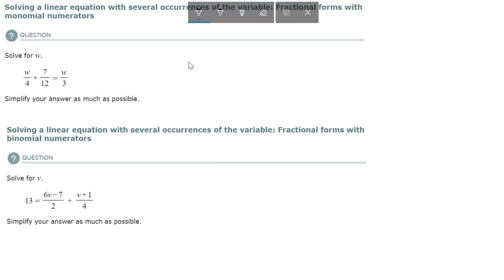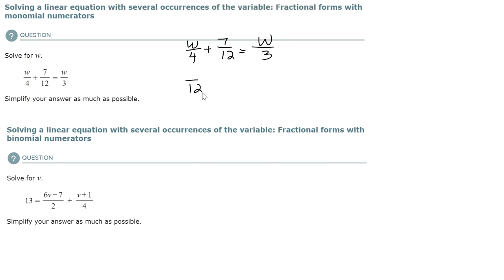Now whenever we work with fractions, we're going to use our fraction rules in order to make common denominators because we are adding. So we have w divided by 4 plus 7 divided by 12 is equal to w divided by 3. If I look at the three numbers 4, 12, and 3, I know that my least common denominator would be 12 because all of those numbers multiply into 12. Since 12 is already 12, for the 7 we do 12 times 1 is 12, 7 times 1 still says 7.